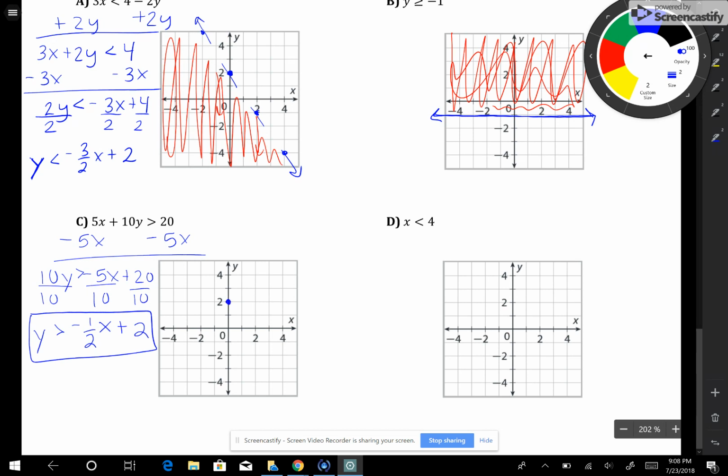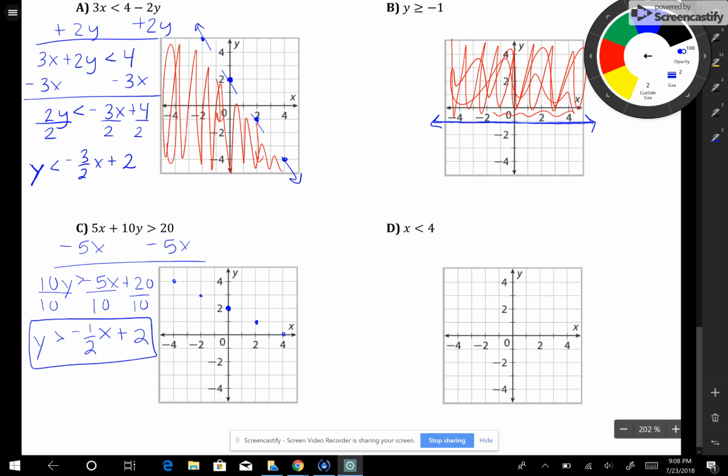All right, so plot my y-intercept of +2. My slope is -1/2. That's down 1 over 2. And heck, I'm going to go the other way as well, up 1 over 2, just so I can draw a nice line. Since this is just plain greater than, this is going to be a dashed line. Greater than means shade above.